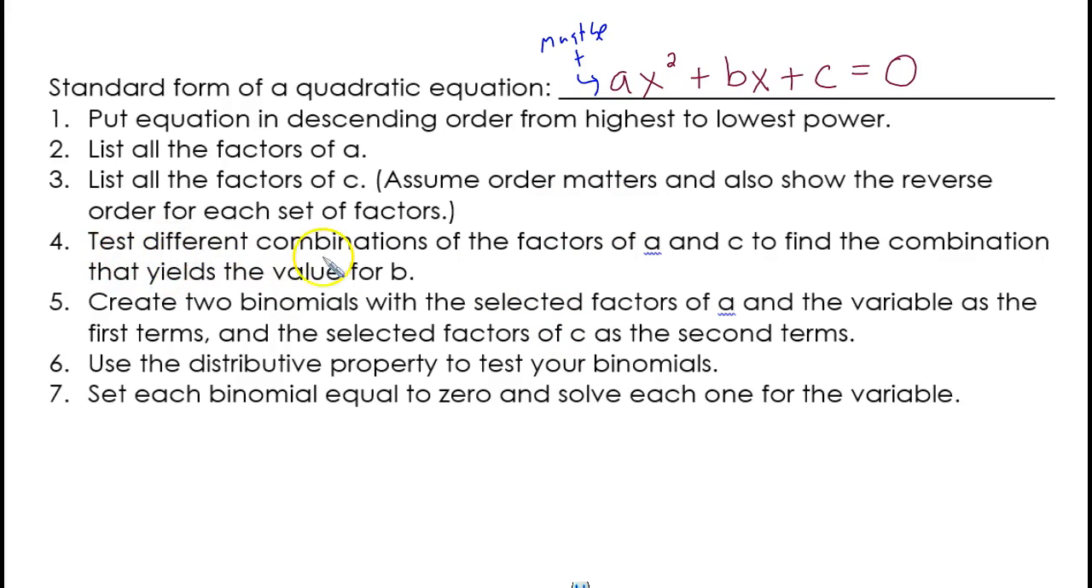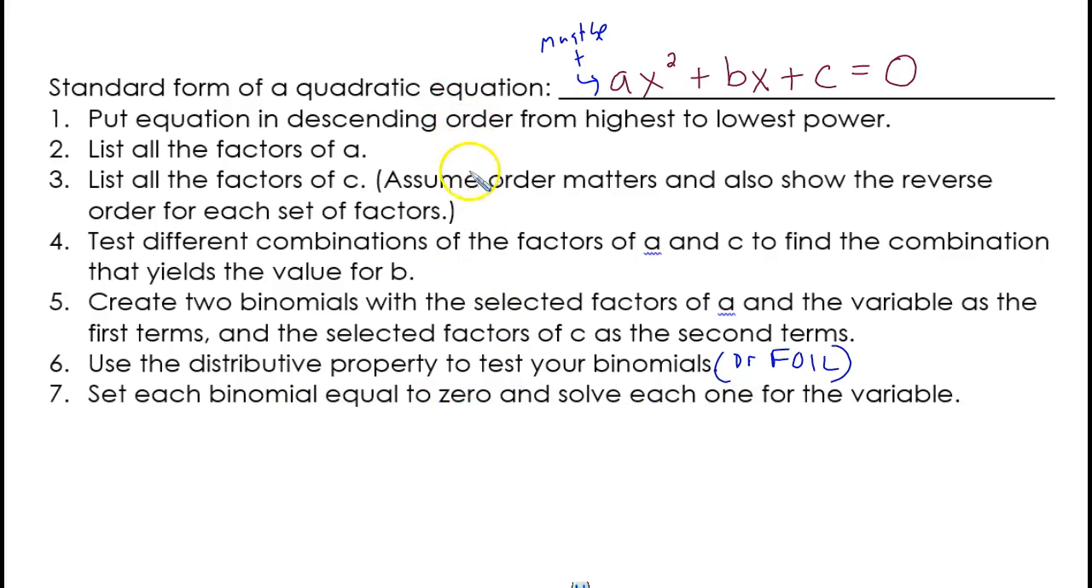Fourth step, test different combinations of factors of a and c to find a combination that gives you that middle part, that b part. Step 5, create two binomials with the selected factors of a and the variables as the first term, and then the selected factors of c as the second terms. We're then going to make sure that we got it right by using the distributive property or the FOIL process to test the binomials. And then finally, we'll set the binomials equal to 0 and solve each one for the variable. This is called the zero product property.